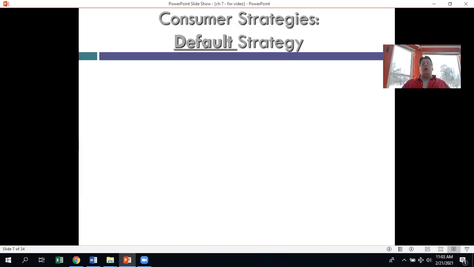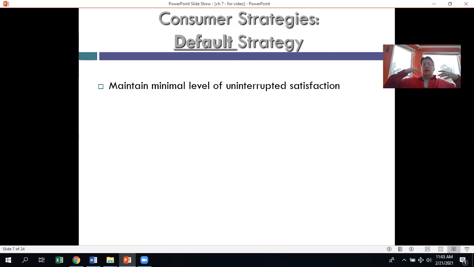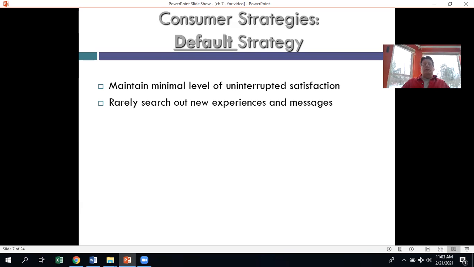So when it comes to our approach to media as consumers in terms of the economics, there is a default strategy and a media literacy strategy. And so the default strategy, that is when you're not really making use of media literacy skills, involves maintaining a minimal level of uninterrupted satisfaction. In other words, you just accept what they give you. Netflix show ends and they show you people who like this show also like this show. And you say, all right, you just go with it. And you don't really give it a whole lot of thought. You rarely search out new experiences and messages.